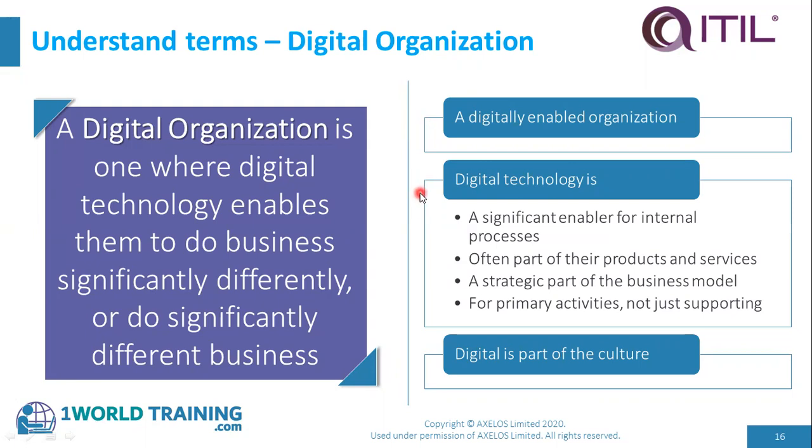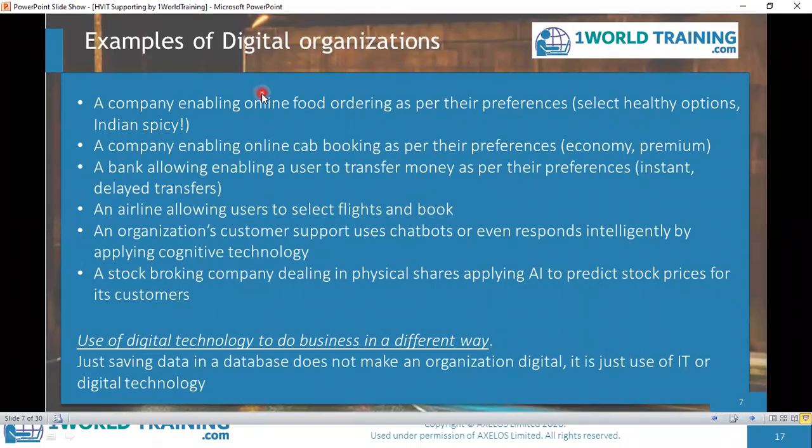Digital technology in such organizations is a significant enabler for internal processes, which means digital organizations require digital technologies. And such technologies are often part of their products and services, which enable their internal processes. And digital technology is also a strategic part of the business model in digital organizations. And this digital technology is used for primary activities, not just the backend or supporting activities, which means digital is part of the culture.